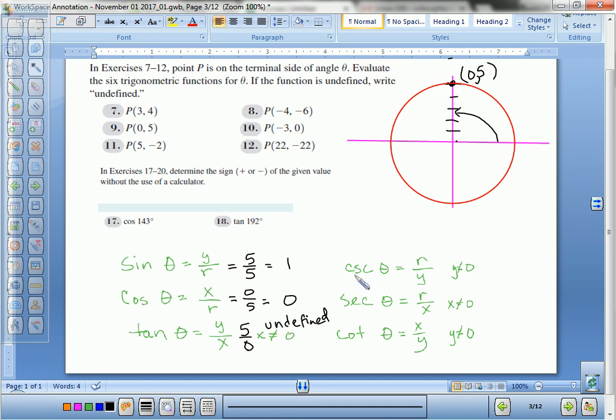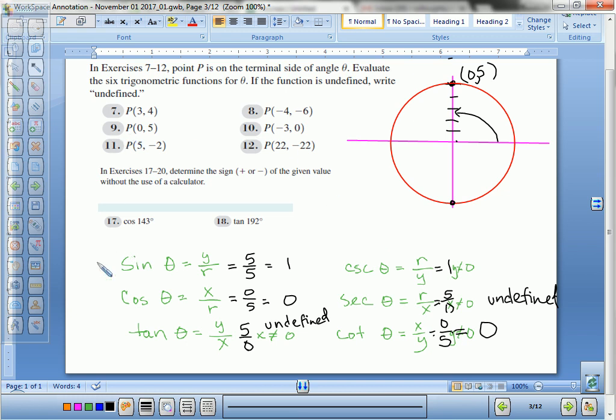All right. Tangent of 270 would also be undefined because what is the x value there? 0. All right. Cosecant. So we would do the reciprocal. Well, the reciprocal of 1 is 1. But here when we do the reciprocal for secant, we get 5 over 0. So in this case, secant is undefined. But tangent was undefined, and its reciprocal, cotangent, is actually 0. Because when I do the reciprocal of 5 over 0, I get 0 over 5, which is 0.